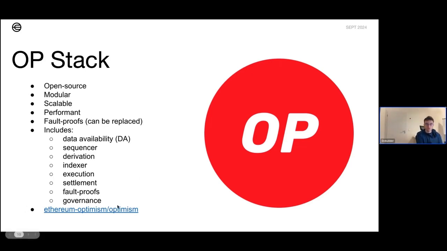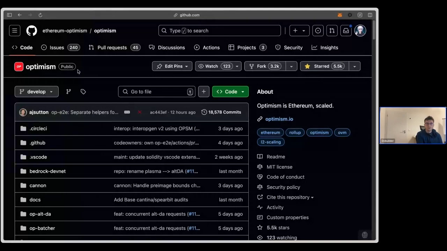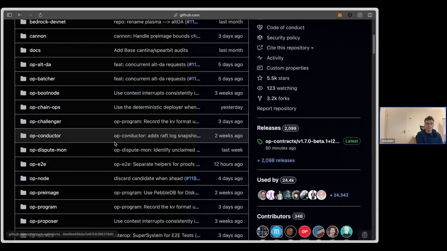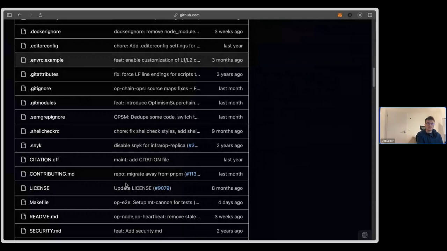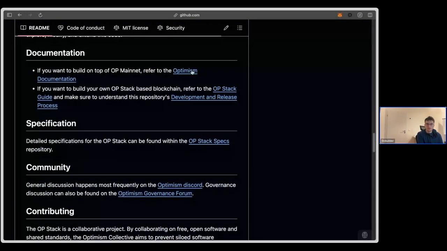So for those who are curious, there's this GitHub repo. If you go to github.com/ethereum-optimism/optimism, I have it opened over here. You can find the entire code for everything that relates to the OPStack. And there's even good documentation. Optimism itself has a great documentation over here.